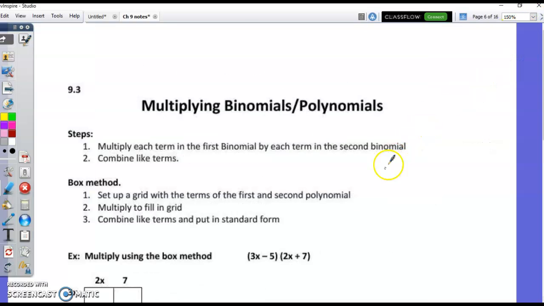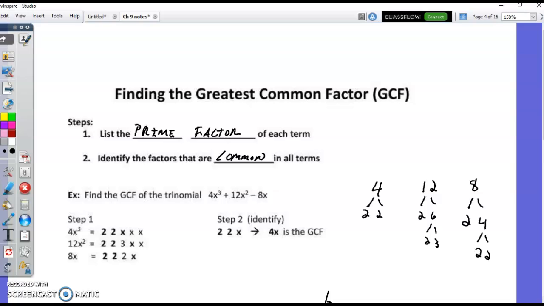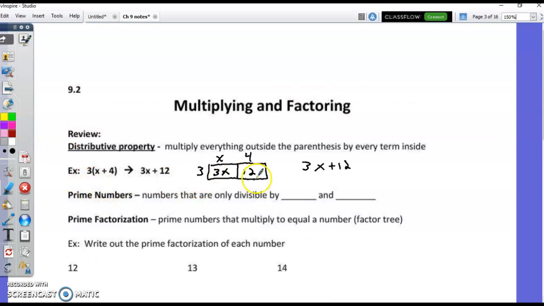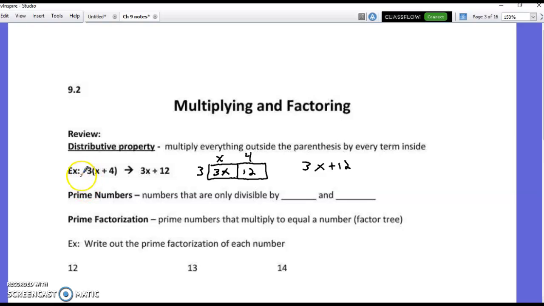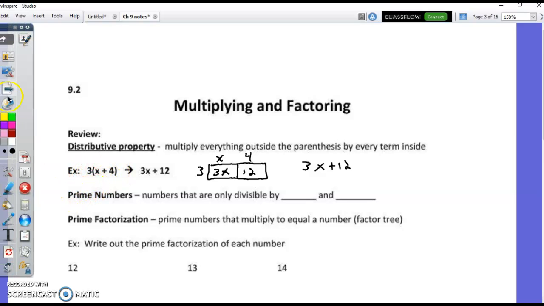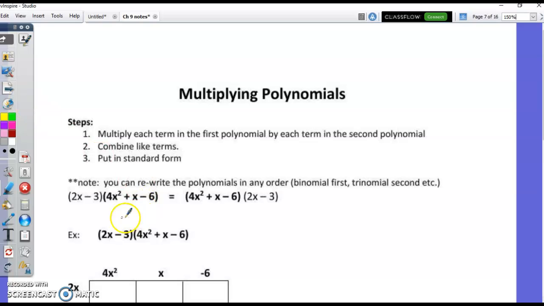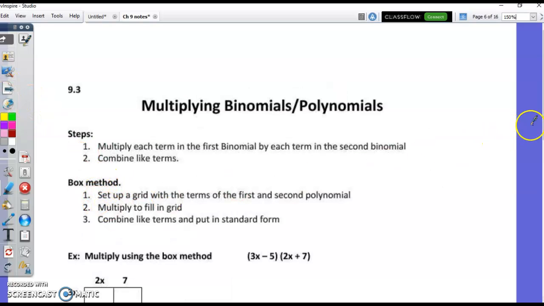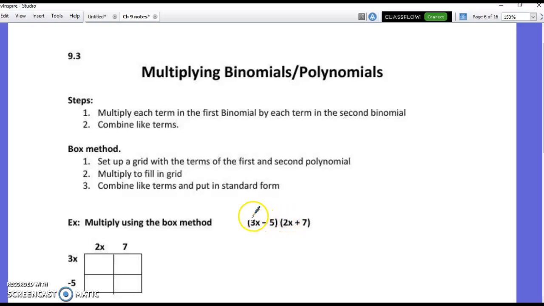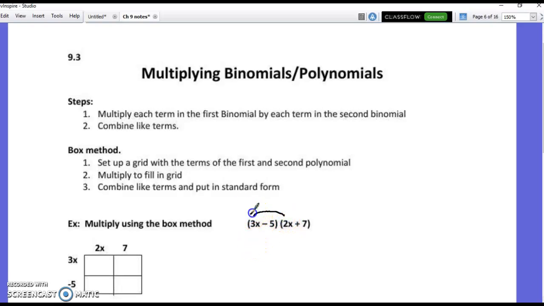All right. So chapter 9.3 will break up into two parts, but similar concept to what we did when we were just multiplying here with this box method. Now instead of multiplying a monomial by a binomial, we're going to multiply multiple things together. There's another video where I'll talk about the FOIL method, which is first, outer, inner, last, where you're multiplying the first terms together. You might have seen this before.